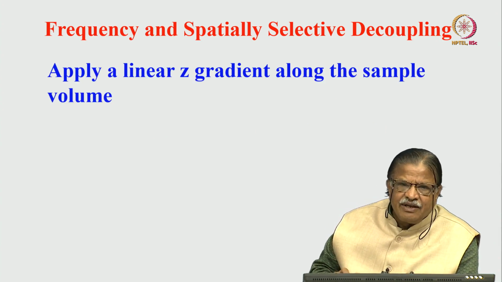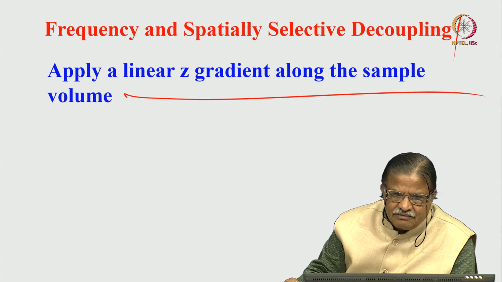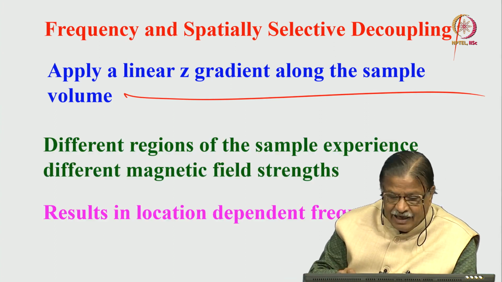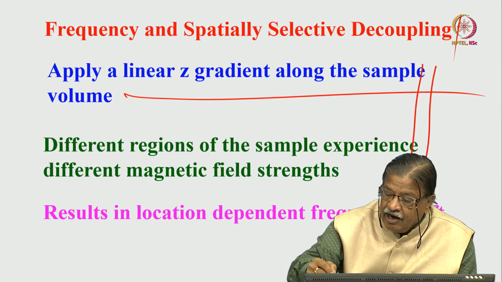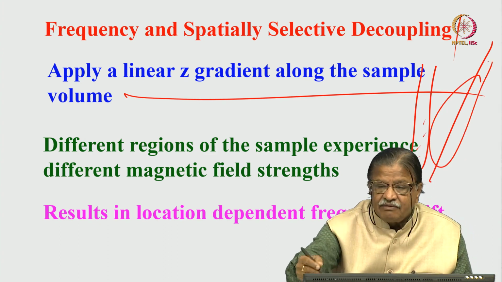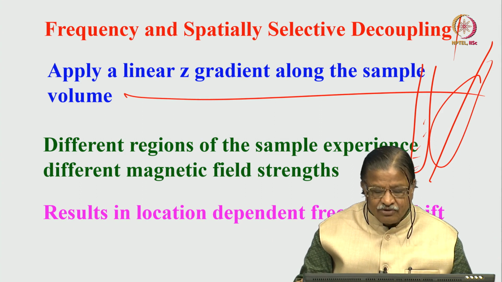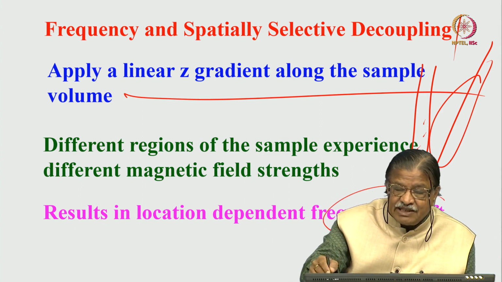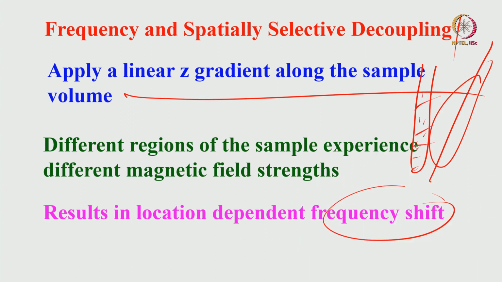The advantage of that is, in another experiment, you apply a linear gradient along the sample. That is very interesting. When you apply a linear gradient, what happens? Different regions of the sample experience different magnetic fields. For example, this is your NMR tube. Apply a linear gradient along this axis. Then each part of the sample has a different magnetic field because there is a gradient. When you have a different magnetic field, the resonance frequencies are different. So you get a location dependent frequency shift.